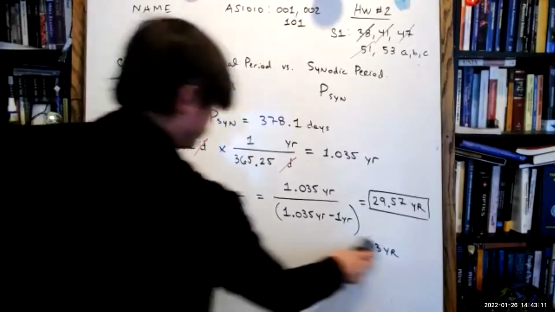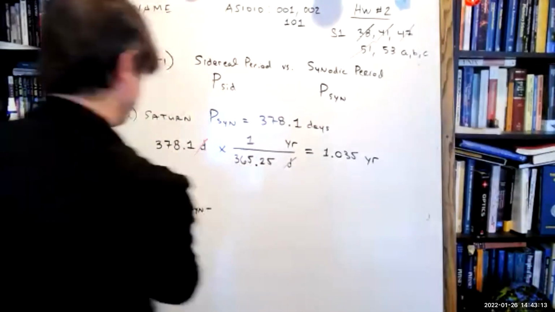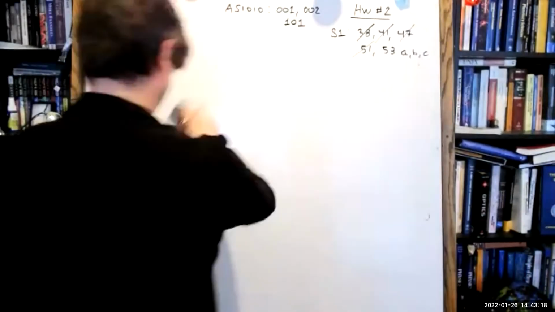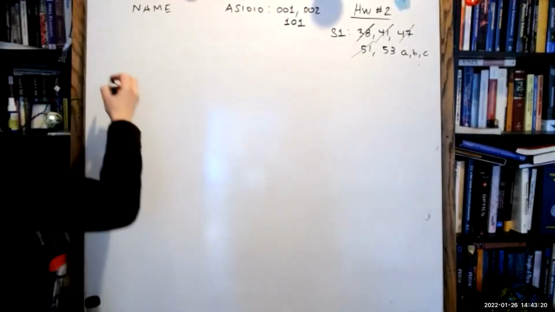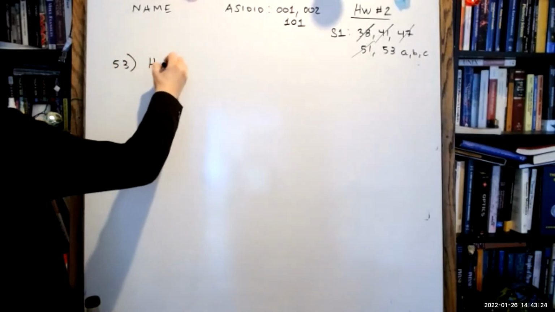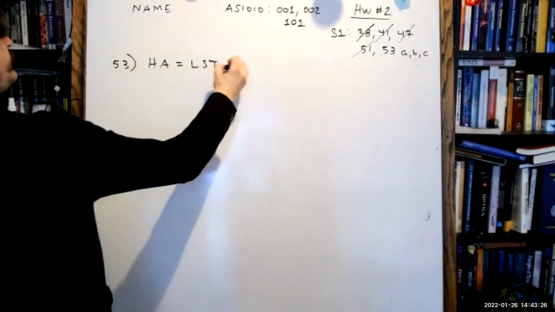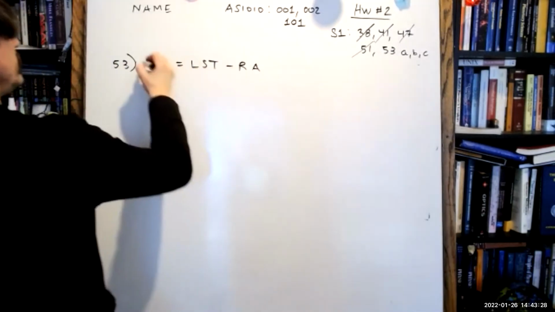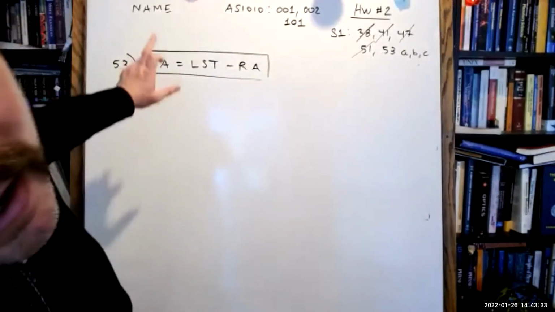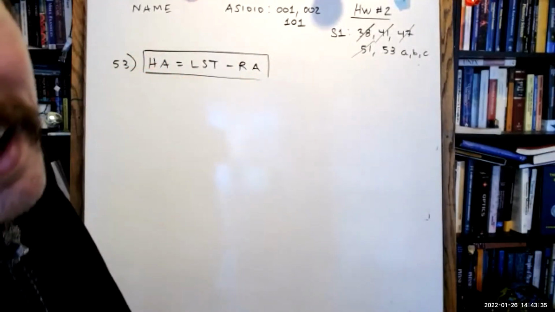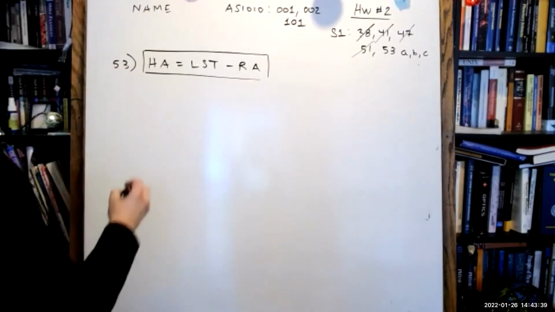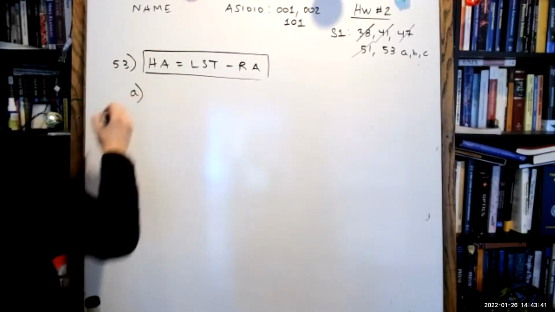All right, so the title for this one is the local sidereal time, one of the local sidereal time formulas that we read in class. The hour angle equals local sidereal time minus RA. Can I tell you my nickname for this formula? HA equals LST minus RA. That's how I do it, okay?